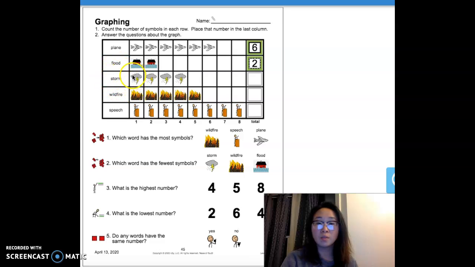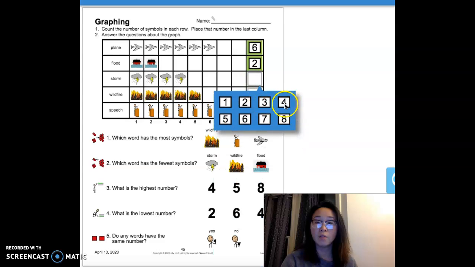Our next word is storm. Storm is when sometimes we hear thunder, we hear lightning, it's raining, it's kind of just dreary weather. 1, 2, 3, 4. We have 4.